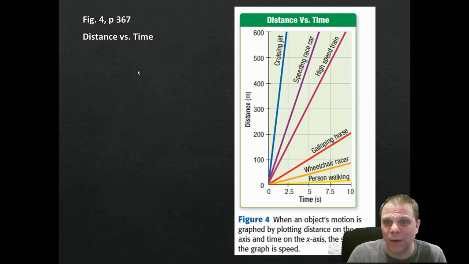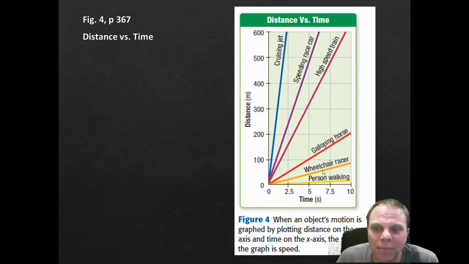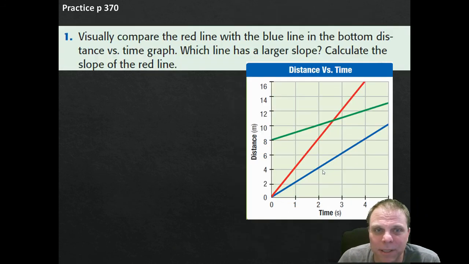What are the different speeds, right? So a cruising jet would be much faster than a race car or high-speed train, but a galloping horse is really slow comparatively, wheelchair racer, person walking. You can kind of see some of the different speeds of these different things. It's kind of cool to see that.